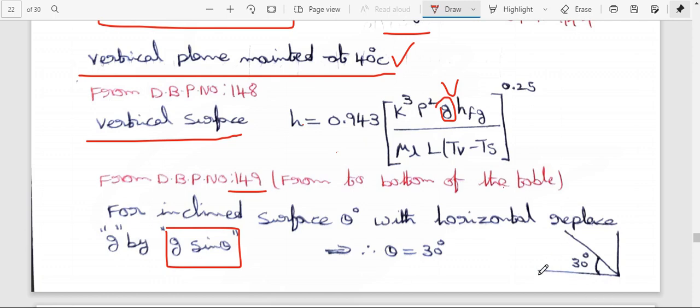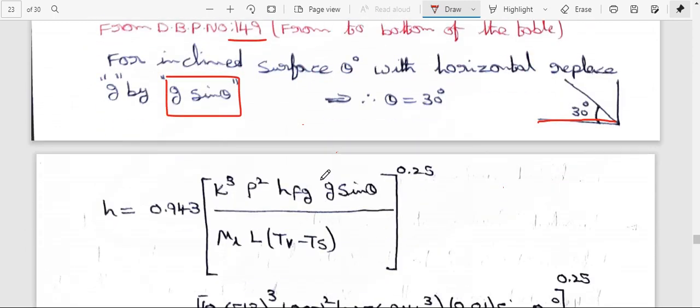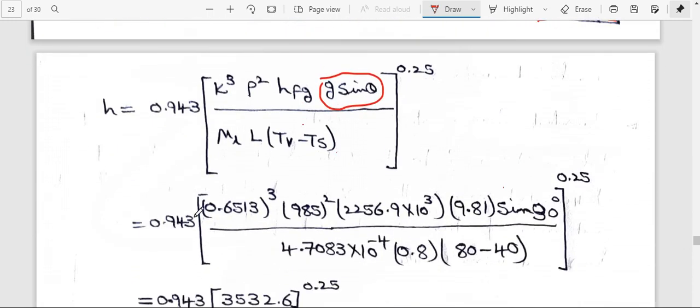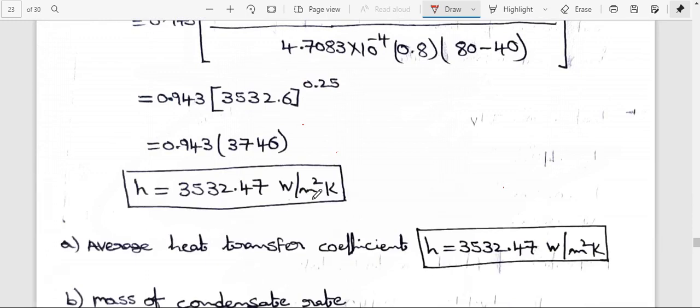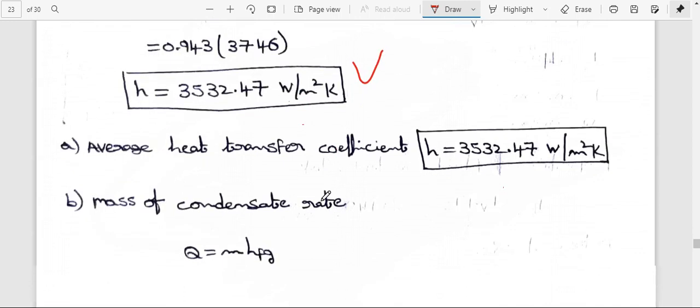Here theta is equal to 30 degrees from the horizontal surface, so we substitute g sin theta with 30 degrees. After substituting all these values, the h value is 3532.47 watt per meter square Kelvin.